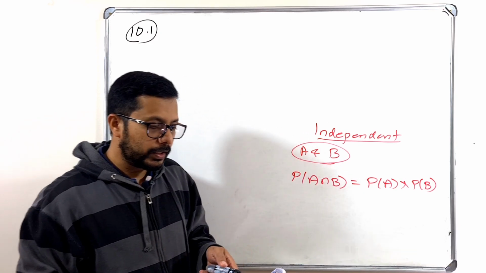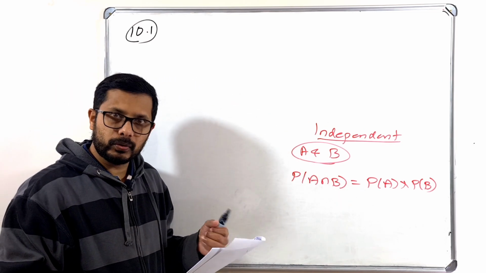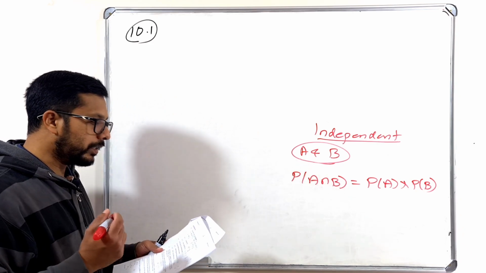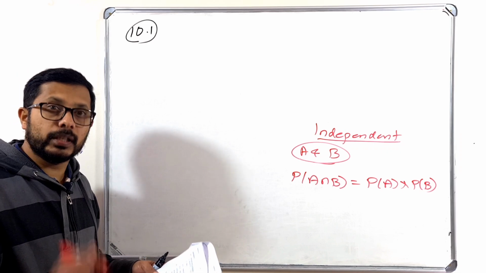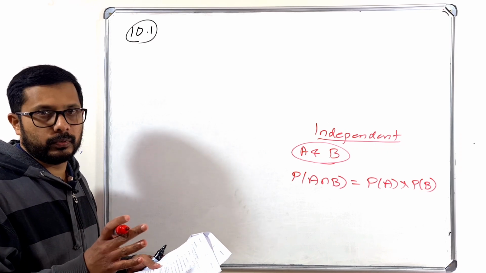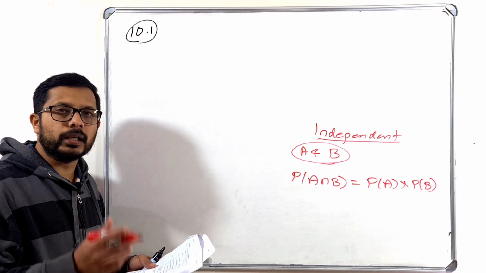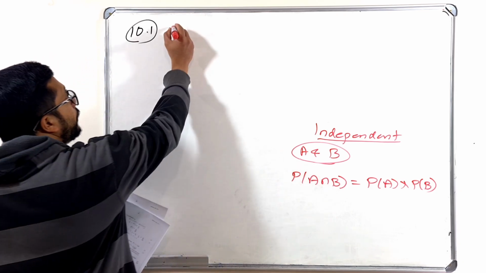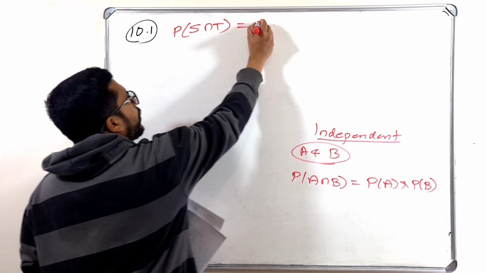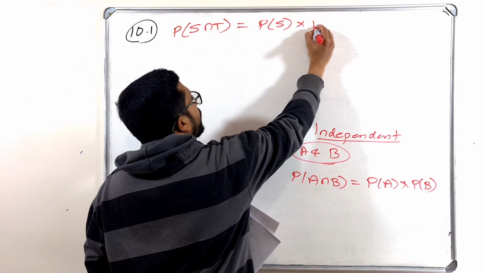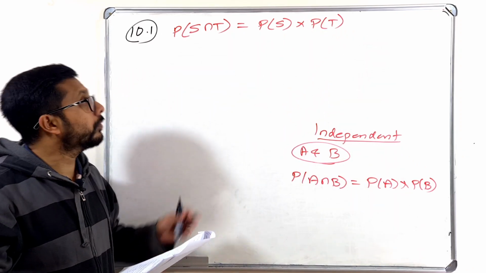The only difference in this question is that instead of A and B, it is S and T. It is given in the question that S and T are independent. The question is not to prove that they are independent. So we can directly write that the probability of S intersection T is equal to the probability of S times the probability of T, since it is given that S and T are independent.